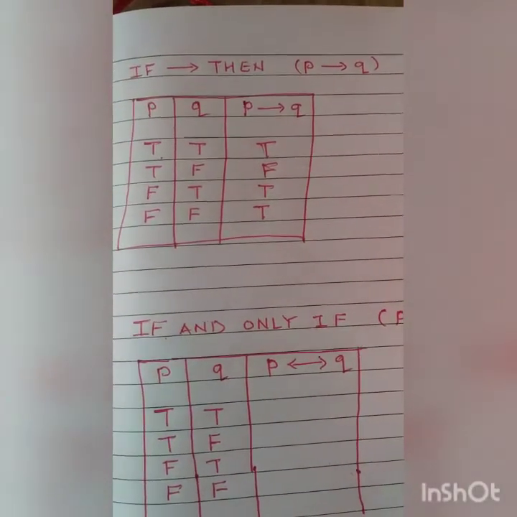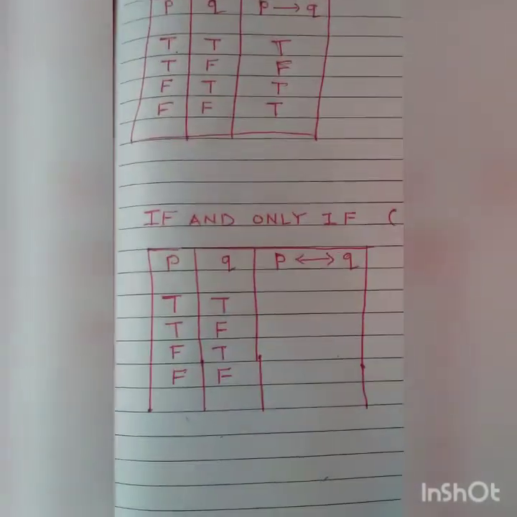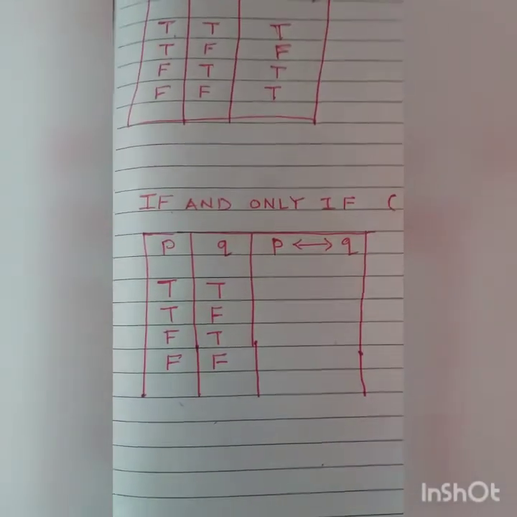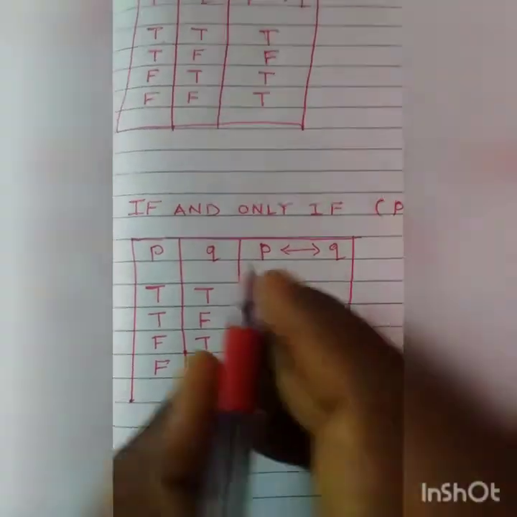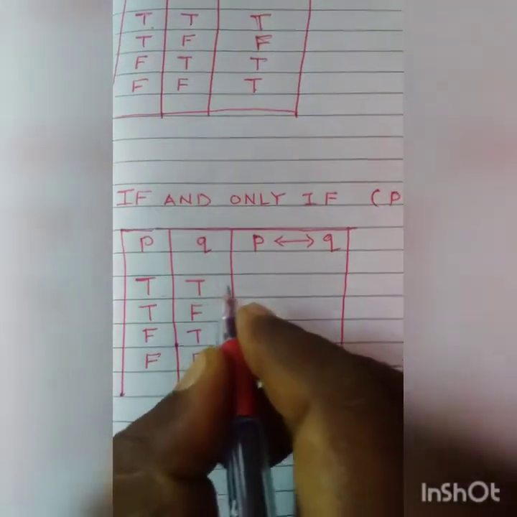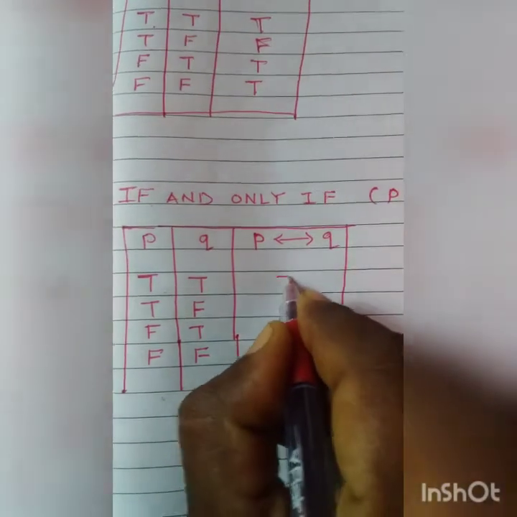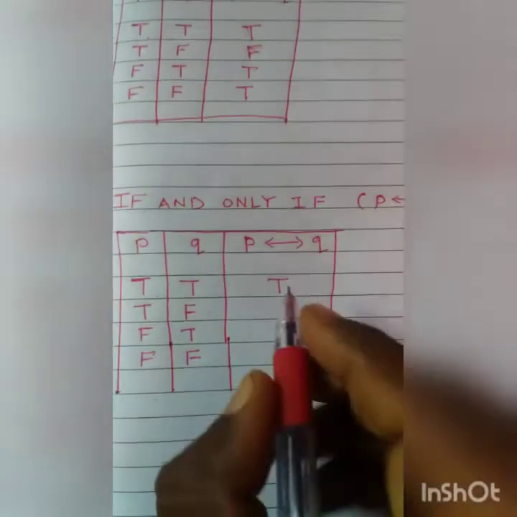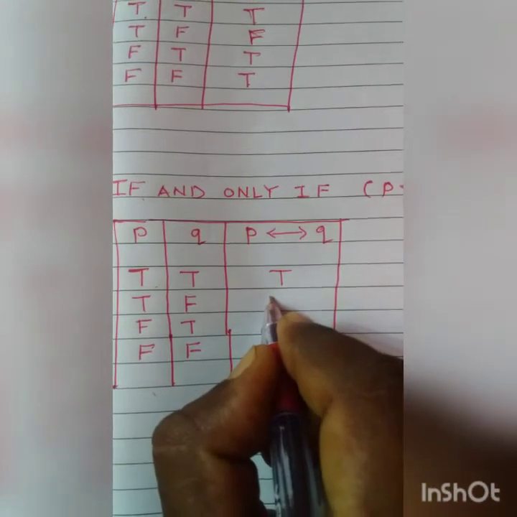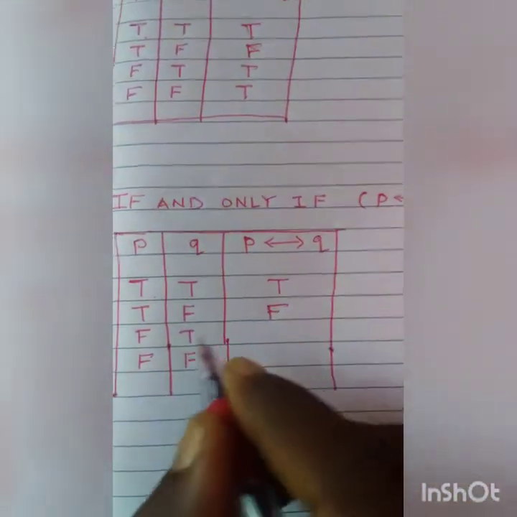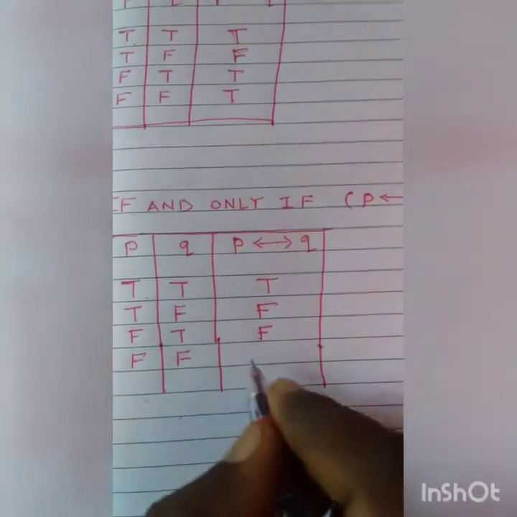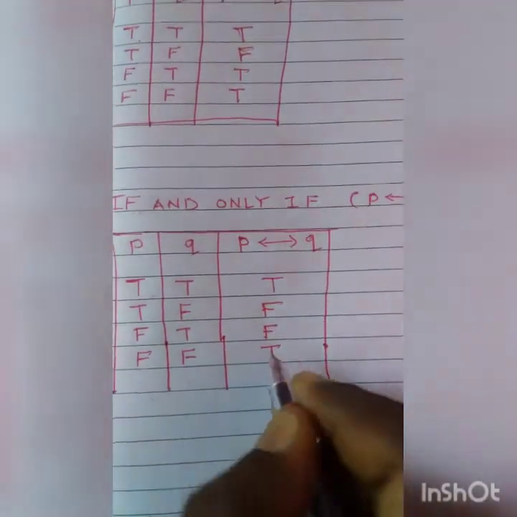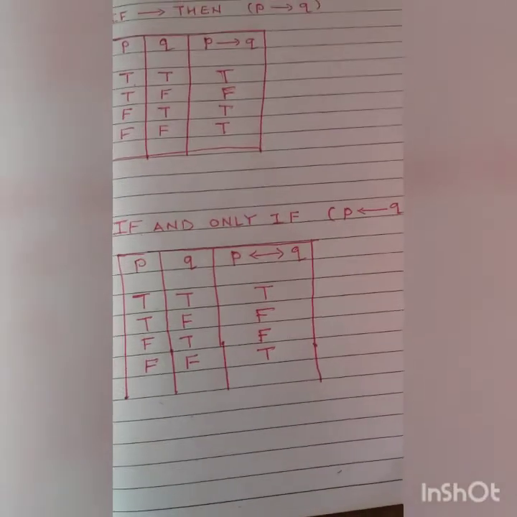Okay. And now the table for biconditional. P implies and implied by Q. So T implies and implied by T is T. TF is F. FT is F. FF is T. Let's revise this table.